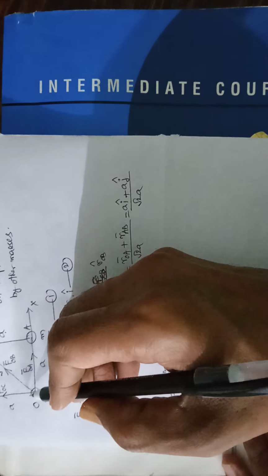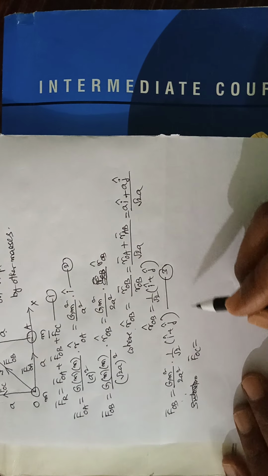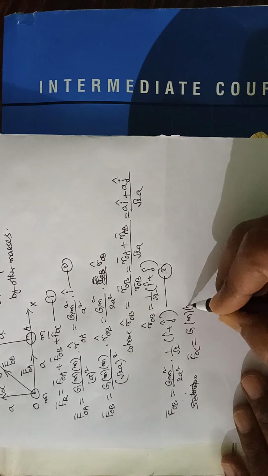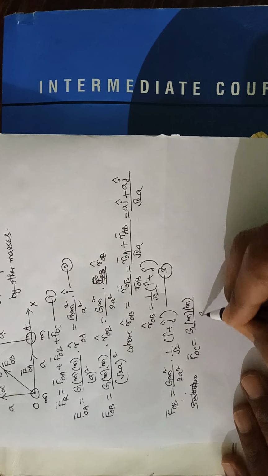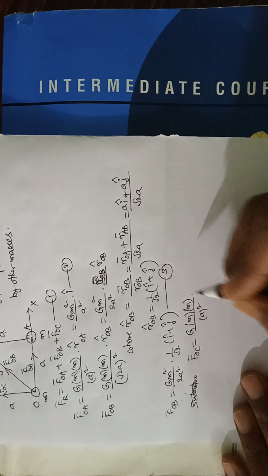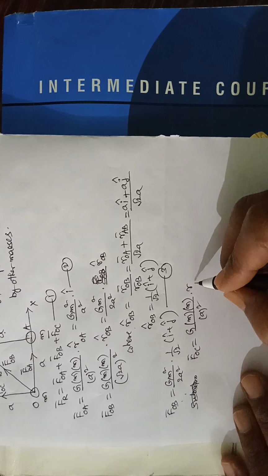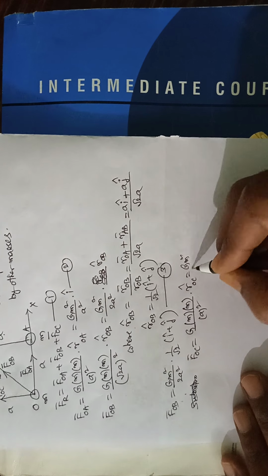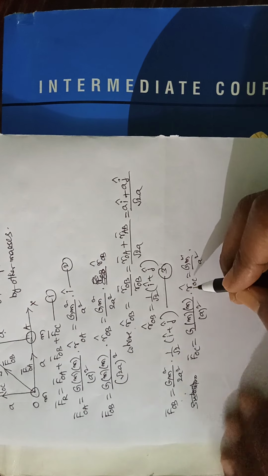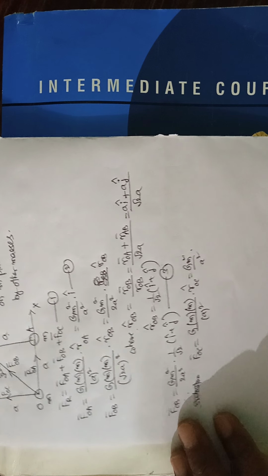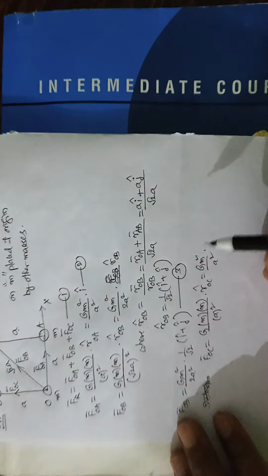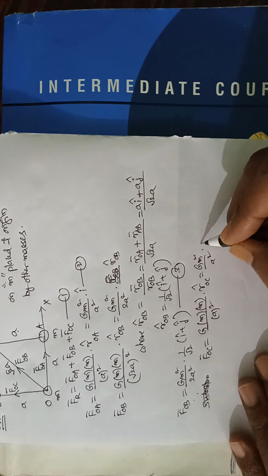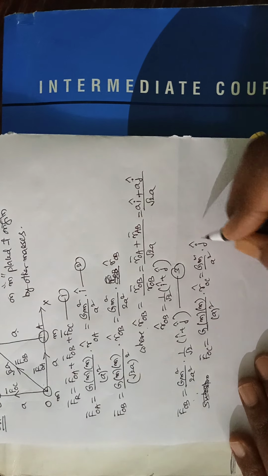FOC means capital G M into M by distance square into ROC, which is GM square by A square. ROC means this OC is along positive y-axis, therefore the unit vector is J.